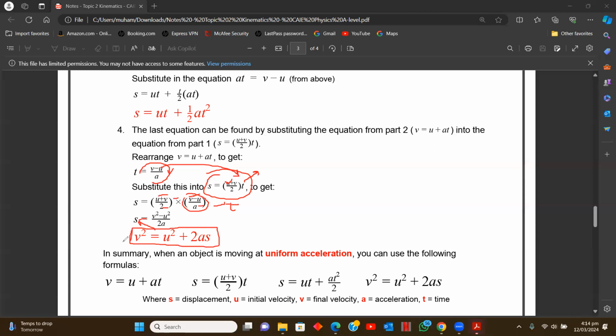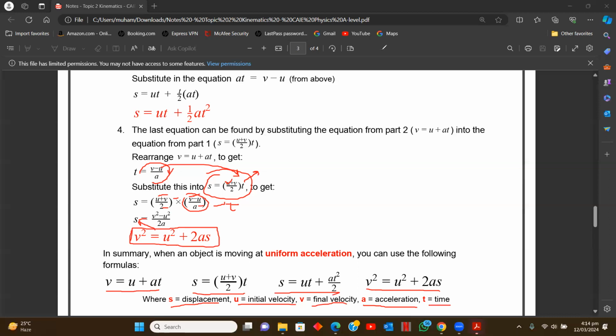So basically, this is the first equation, v is equal to u plus at again. Second equation is s equals u plus v by 2 into t. Third equation is ut plus half at square, and v square is equal to u square plus 2as. Where in all these equations, s is displacement, u is initial velocity, v is final velocity, a is acceleration, and t is time. This is what all of these quantities represent in these equations.